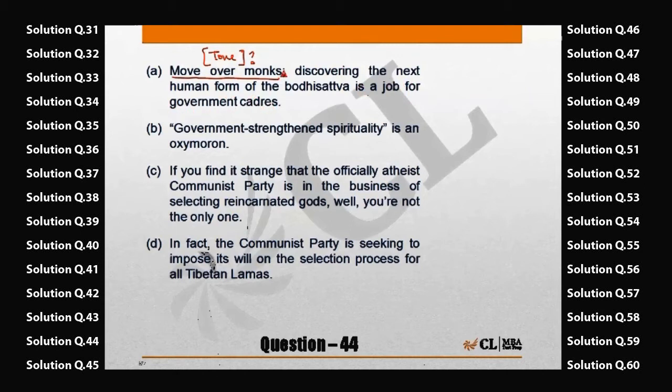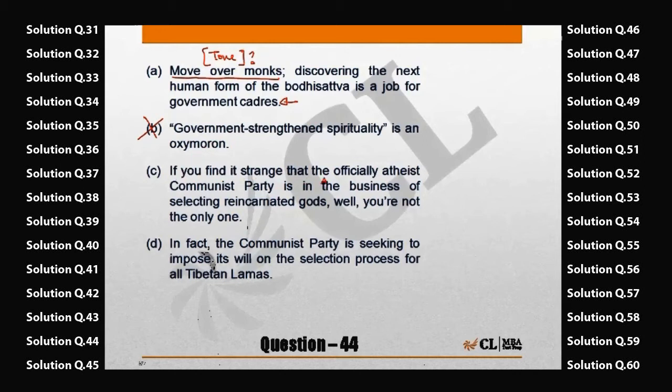Now the question is about tone. The idea is fine. It talks about the Tibetan monks. So the question is about tone. If we don't find anything better than this, we will pick this. So we'll keep this aside. Option B, government strength and spirituality is an oxymoron, and this completely moves away from the idea. Also, there are reasons to believe it contradicts in a way.